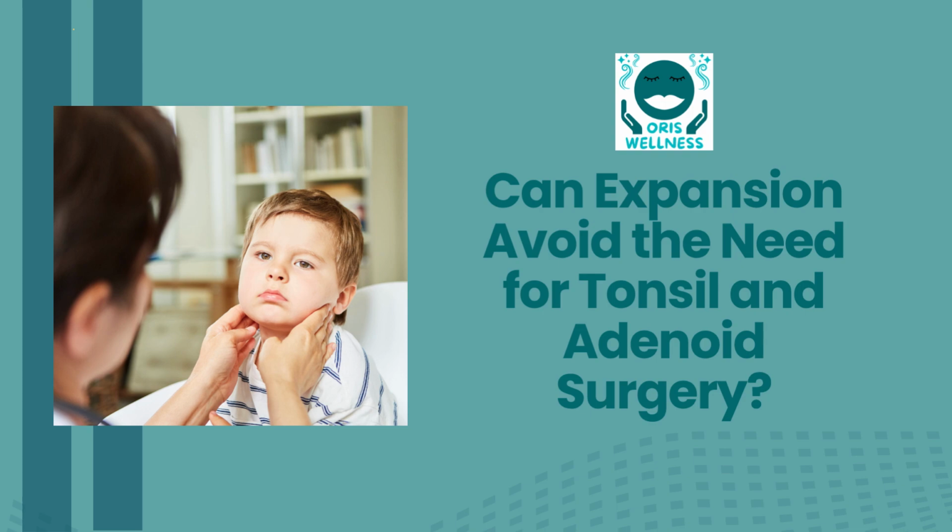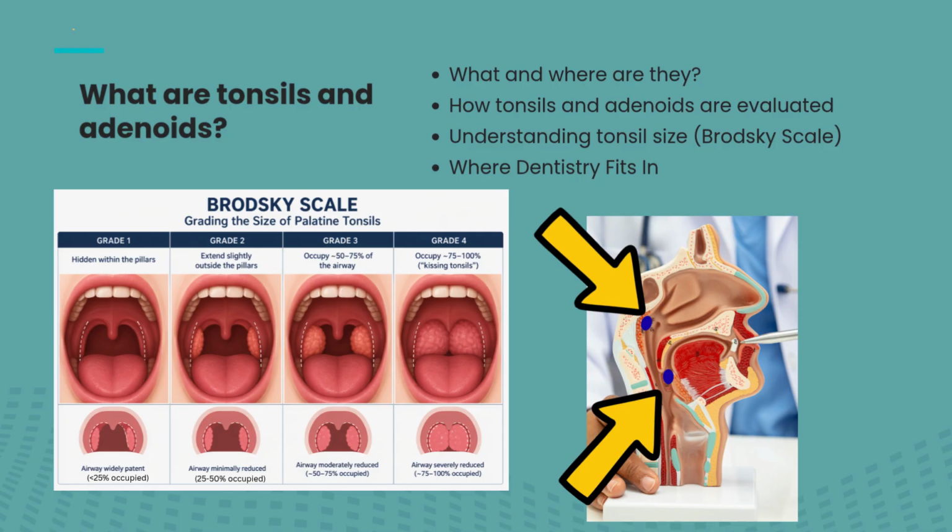Today, I want to talk to you about the truth about tonsils, adenoids, and airway problems in kids. First up, what are tonsils and adenoids? Tonsils and adenoids are a part of your child's immune system. They sit in the back of the throat and behind the nose.